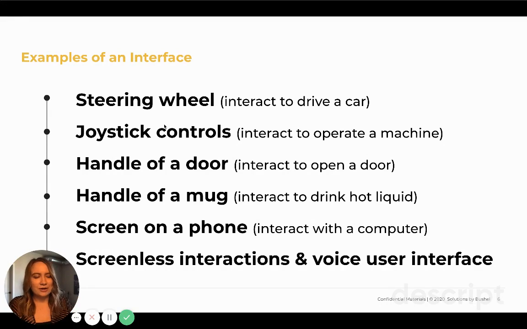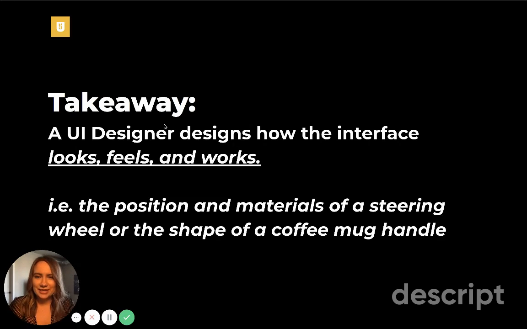Bringing it back into our digital space, the screen of a phone is a way to interact with a computer. Something that we should think about as we're broadening this scope is screenless interactions and designing for those screenless voice user interfaces, with the rise of Alexa and Google Home. The takeaway is that a UI designer designs how that interface looks, feels, and works. That could be how something is laid out on the screen of a phone, or it could be the position of the materials of a steering wheel or the shape of a coffee mug handle.